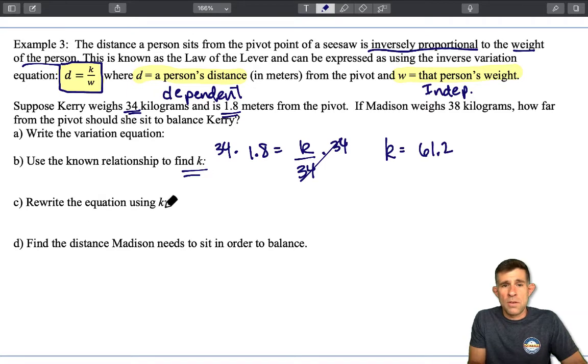Now we're going to rewrite the equation using the constant of variation. So d equals 61.2 divided by w.